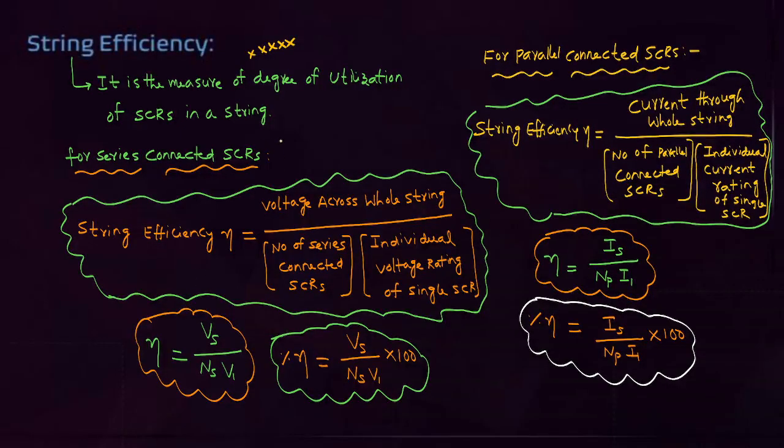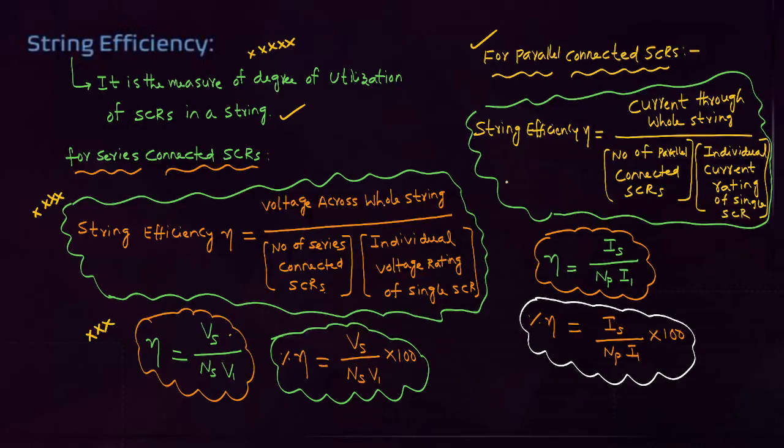String efficiency is a measure of the degree of utilization of an SCR string. What is the string efficiency for series connected SCRs? This formula you have to remember: voltage across the whole string divided by the number of series connected SCRs times the individual voltage rating of a single SCR. As a notation, Vs by Ns into V1: string voltage by number of series connected SCRs into individual voltage.